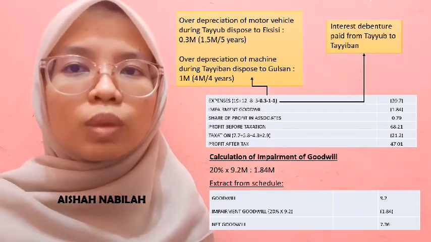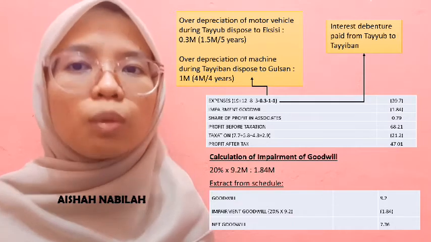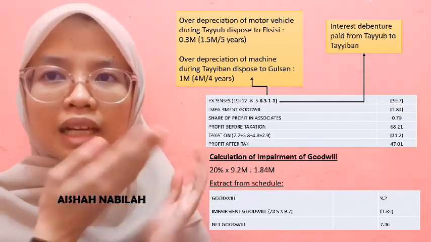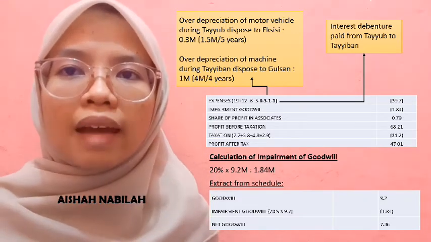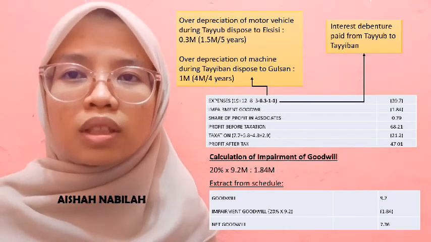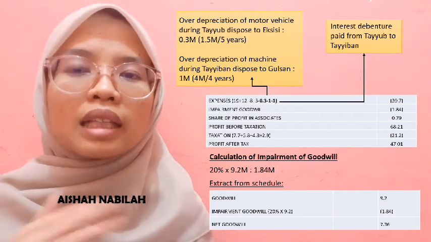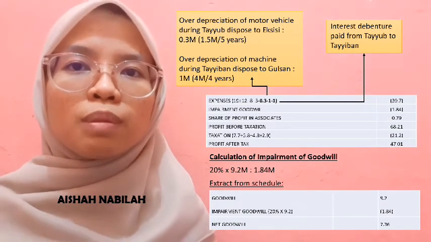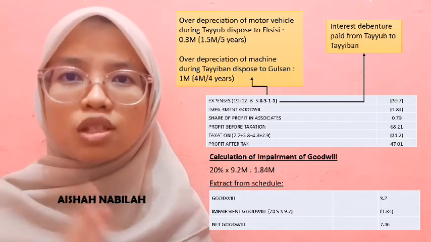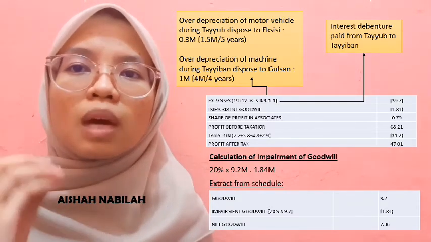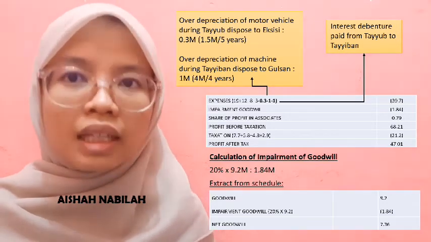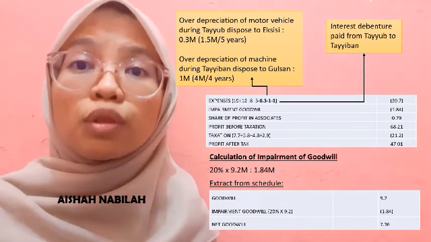The impairment of goodwill refers to the goodwill of XCC. We need to subtract the impairment of goodwill amounting to 1.84 million. The calculation is here. Next, we add the share in associate amounting to 0.79 million, whose calculation was explained by Najwa earlier. Before we apportion profit between the group and NCI, the profit needs to be reduced by taxation, so that we get profit after tax of 47.01 million. The total taxation is 21.2 million.